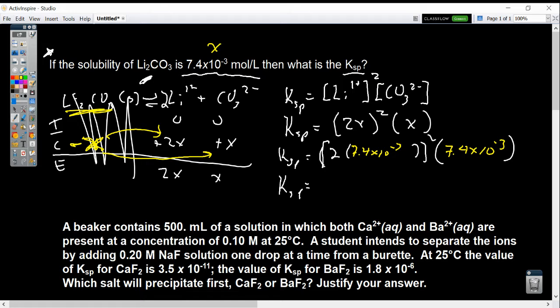So basically you have 0.0074 squared times 4, because it's 2 squared, times 0.0074, and we get 1.6 times 10 to the negative 6. Okay? That's all it is. Basically, given a KSP, solve for X, the solubility, or in this case, given the solubility, solve for KSP.